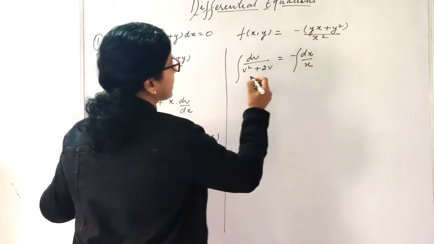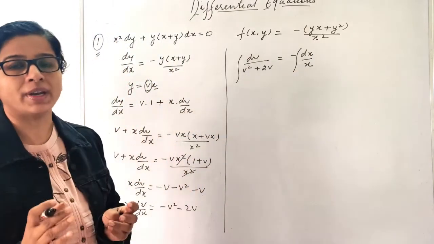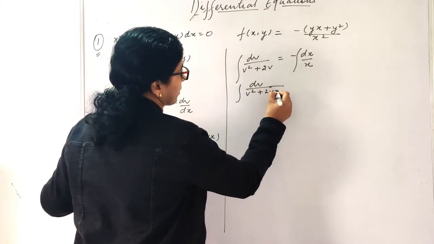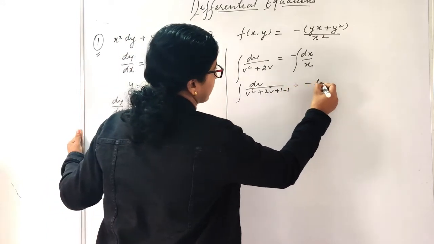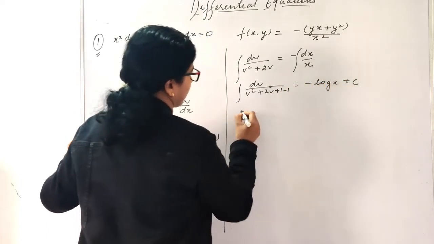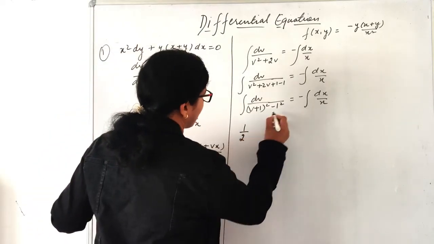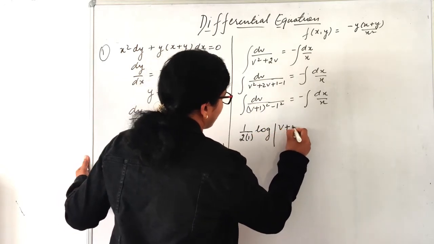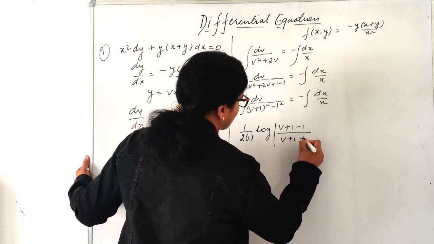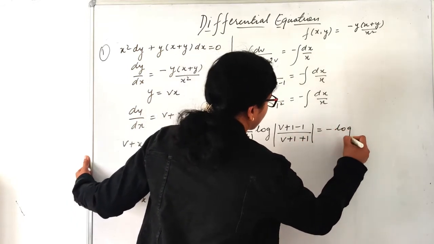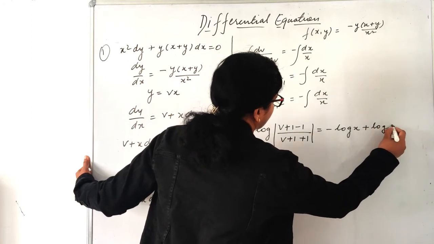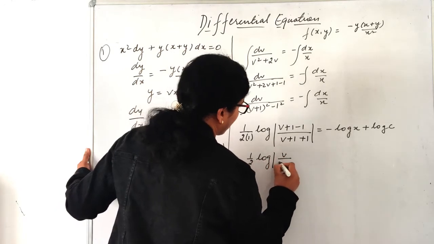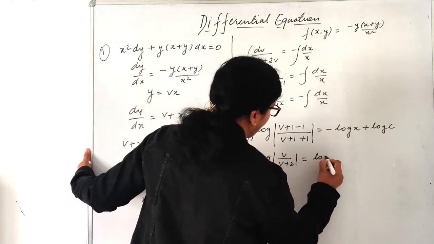Now we'll integrate both the sides. This can be done either by using partial fraction or making it a perfect square. So basically I am using here perfect square form. So now the formula is 1 upon 2a. Instead of a, I have 1 over here. So 1 upon 2 log (v plus 1 minus 1) upon (v plus 1 plus 1) equals to minus log x plus log c, right?